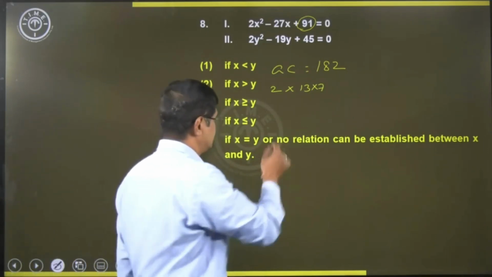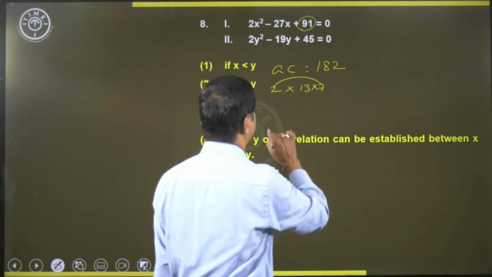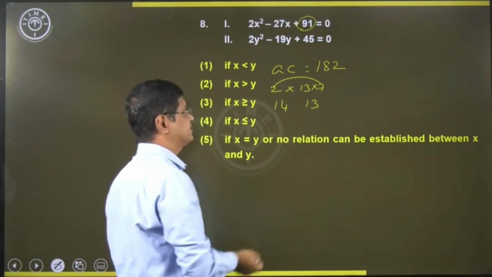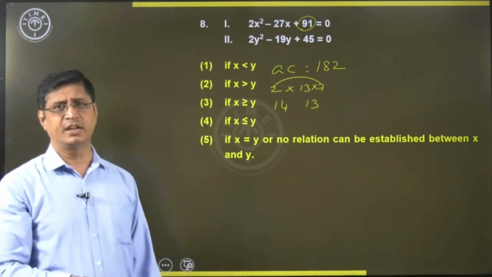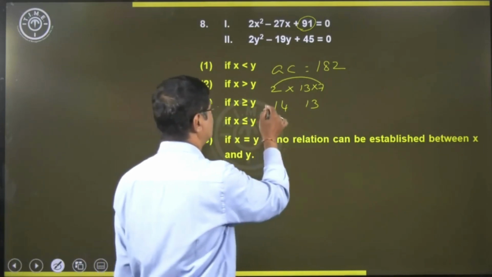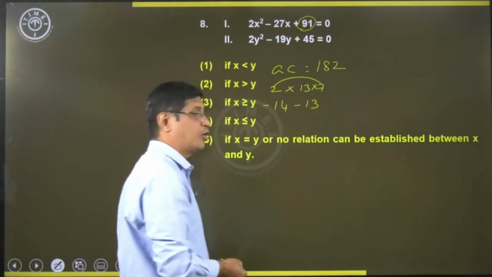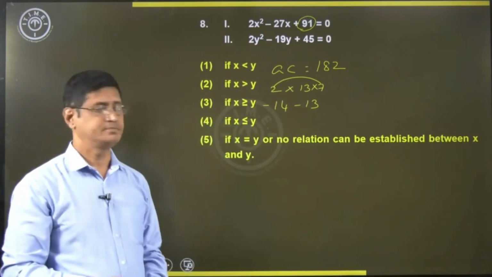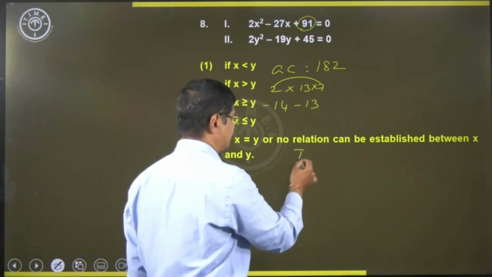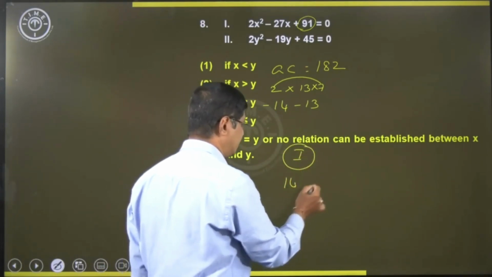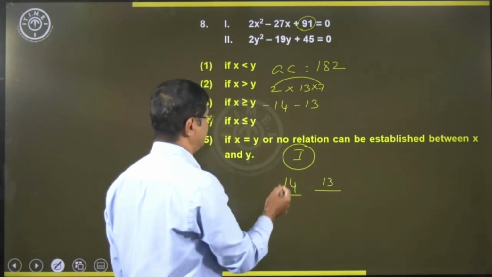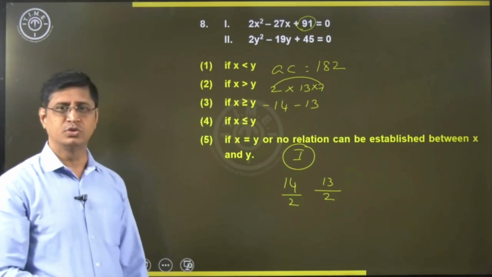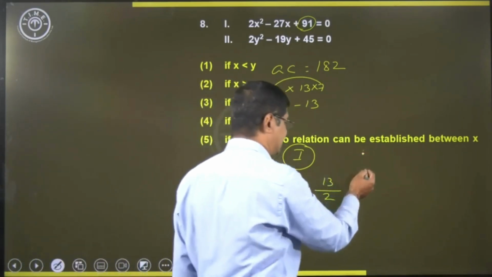Look at the board, please. 2 times 7, that is 14, and 13. 14 plus 13 is equal to 27. So what about the roots here? Now the factors are minus 14 and minus 13 because minus 27 is the middle term. So what about the roots of the first quadratic equation? It is 14 and 13 by the coefficient of x square, that is 2. So 14 by 2, 13 by 2. Look at the other side.